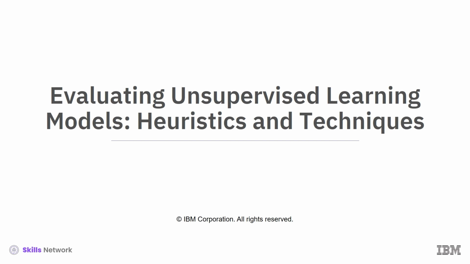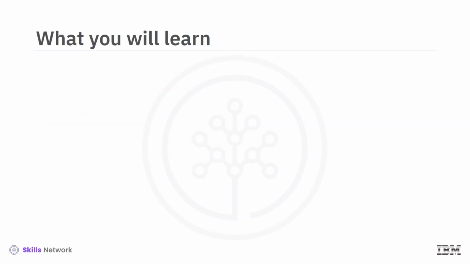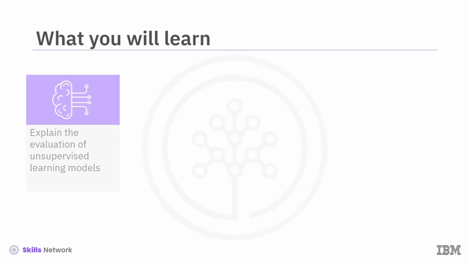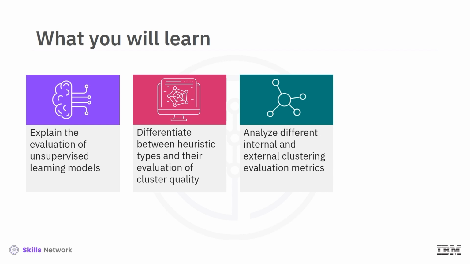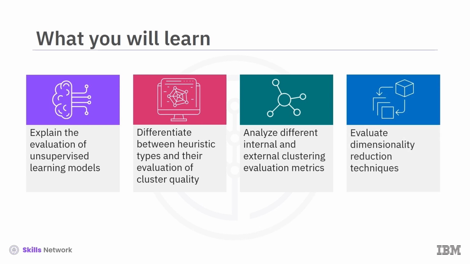Welcome to this video on evaluating unsupervised learning models, heuristics, and techniques. After watching this video, you will be able to explain the evaluation of unsupervised learning models and their role in assessing the quality of patterns and models. You will also be able to differentiate between the different types of heuristics and how they evaluate cluster quality. You will then analyze different internal and external clustering evaluation metrics to assess clustering results. Finally, you'll evaluate dimensionality reduction to measure how well-reduced data retains important information.